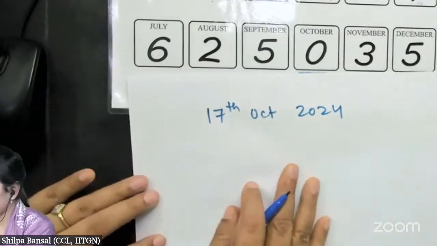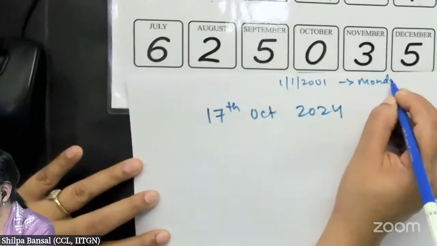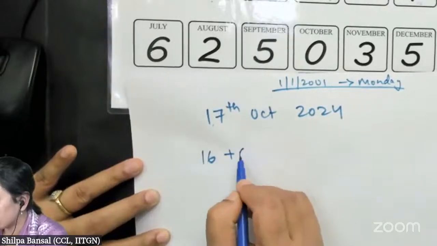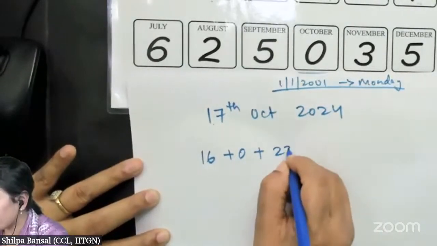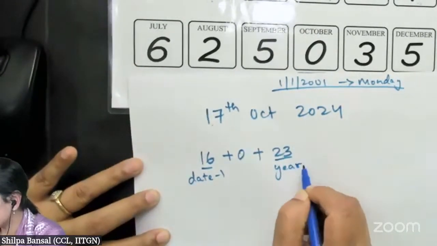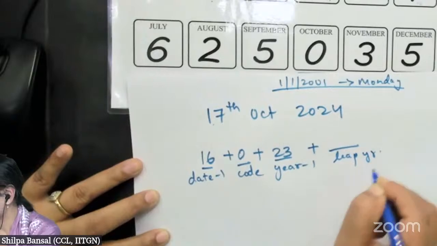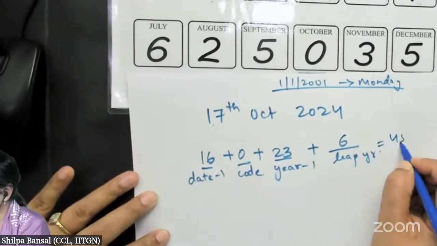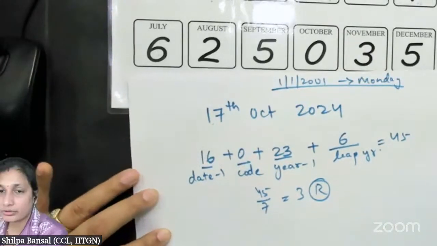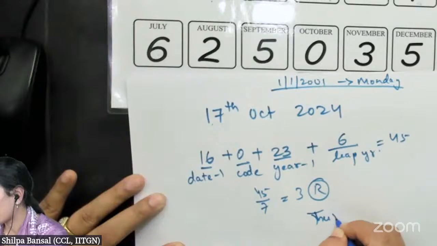2024. First of all, I know 1/1/2001 is Monday. This I will use as the fact. So I will subtract 1 from the date. I will use the code for October, 0. I will subtract 1 from the year. Date -1, year -1. This is the code and the number of leap years in between, so it will be 6. So the total is 45 and I will divide 45 by 7, and the remainder is 3. So we are moving 3 days from Monday. So it is Tuesday, Wednesday and Thursday. So you can calculate anything.